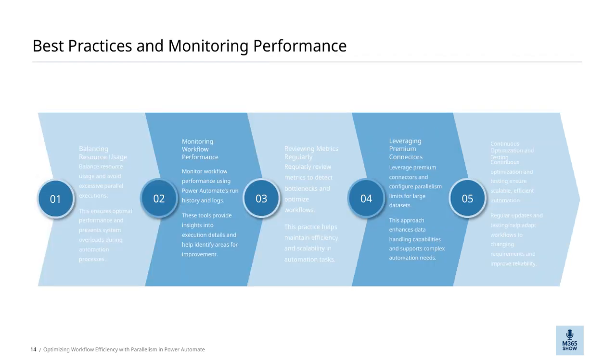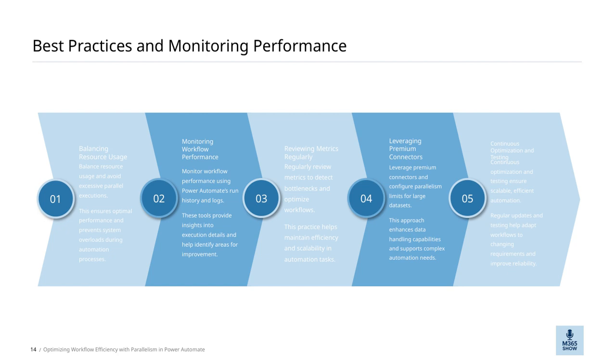Now, let's talk about best practices for monitoring performance and optimizing workflow efficiency with parallelism in Power Automate. First, it's essential to find a good balance in resource usage and avoid going overboard with too many parallel executions. This way, we ensure that our automation runs smoothly and we prevent system overloads, which can cause delays or failures.